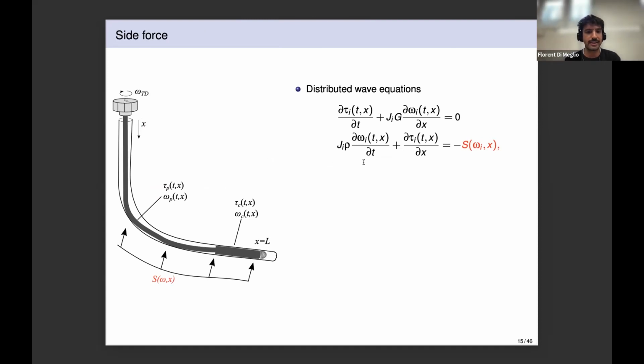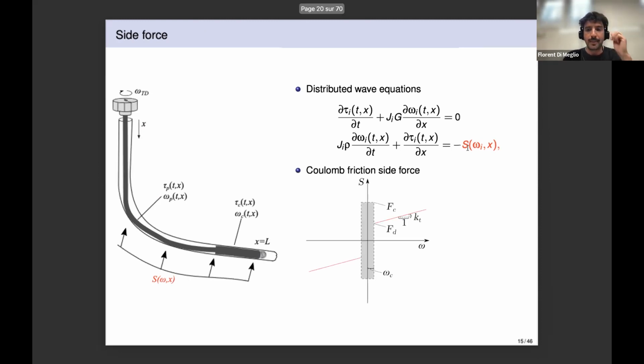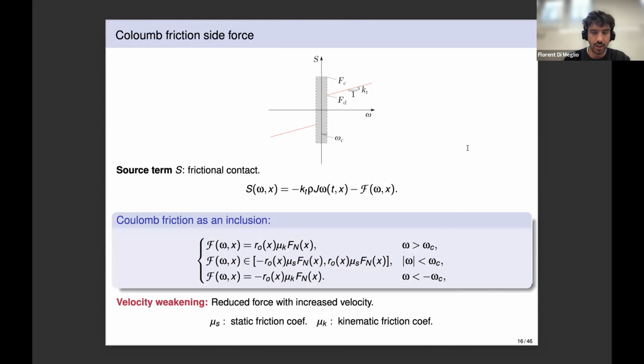Okay, so let's talk a little bit about these side forces, the source term S in the momentum equation. Like I said, it's assumed to be only composed of friction side forces. And so the term S looks a little bit something like this. So let me zoom in a little bit. How should we read the diagram that's on the top here? Well, you see that if your velocity omega is outside of the gray area, then the value of S is simply given by the red curve, and it increases linearly with omega. So this is basically just viscous friction.